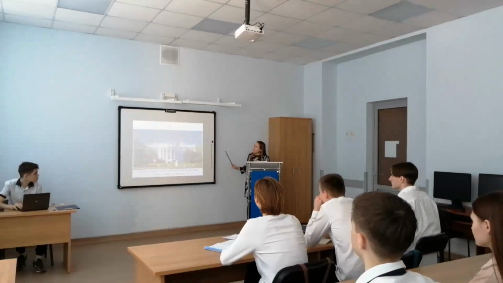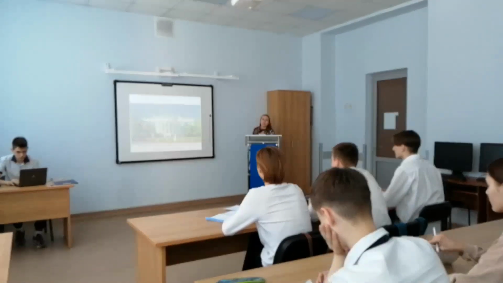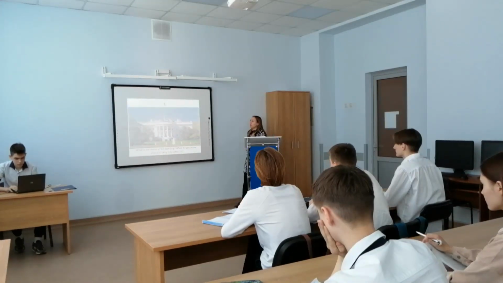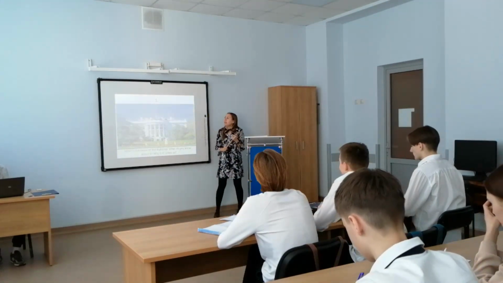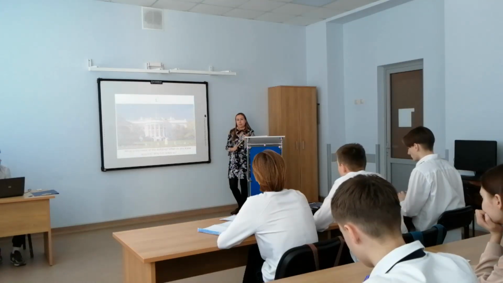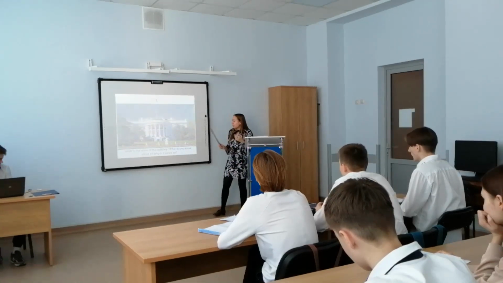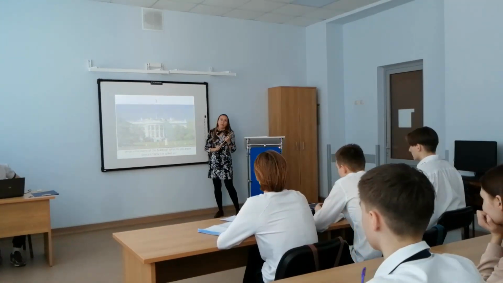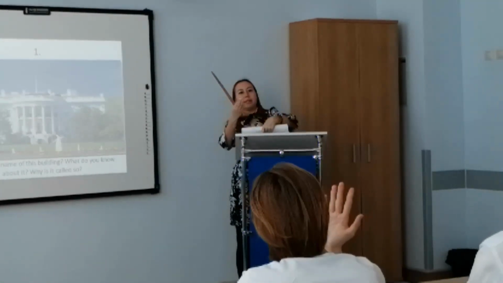The next task. Look at the blackboard, please. Here you see the photos of famous buildings. As you know, we have learned a lot of information about Great Britain and the United States of America. But in this task, you will see famous architectural buildings of these countries. So your task is to ask the questions. The first question will be, what is the name of this building? Please, Roma.